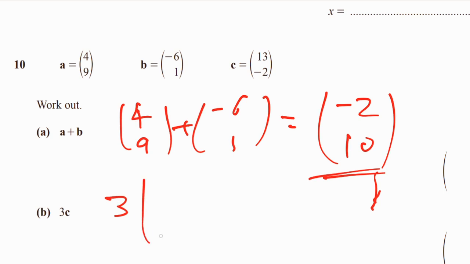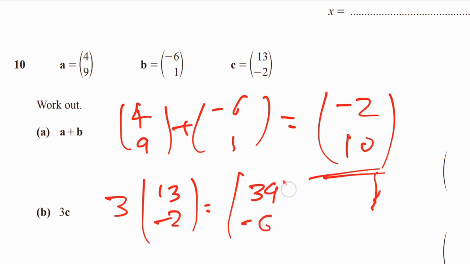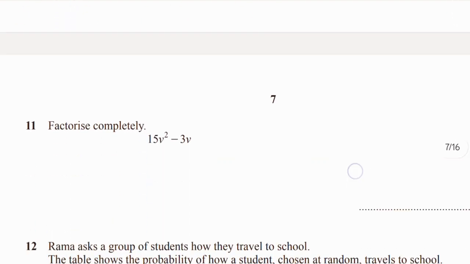3c means what, 3, and here we have a -2. So when we multiply 3 by 13, the result is 39, and 3 multiplied by -2 is what, -6. This is our answer. Okay, now move to the next question.